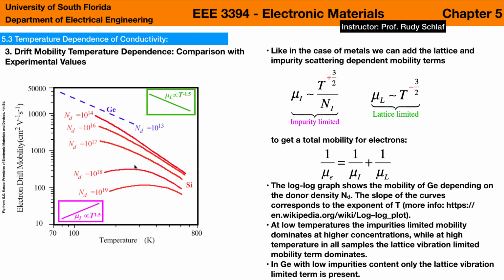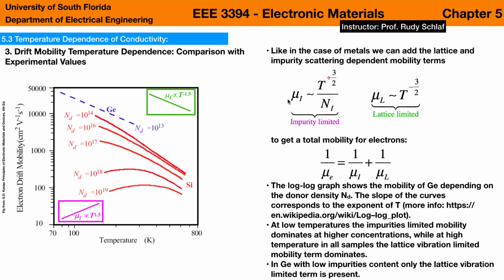In this graph here, you see the drift mobilities plotted of germanium depending on the temperature. The curves here differ in that they were measured on germanium with different impurity content. So down here, this is the one with the highest impurity content, and up here we have this purple one that is the lowest impurity content. It's interesting to note that this here is a log-log graph, so we have here the logarithm of the temperature and here the logarithm of the electron drift mobility.